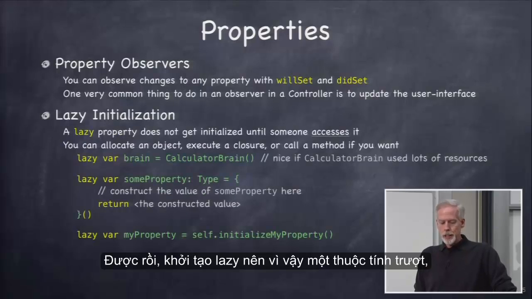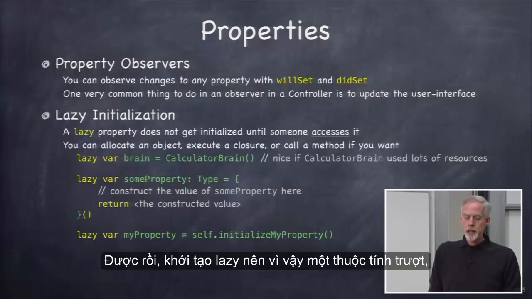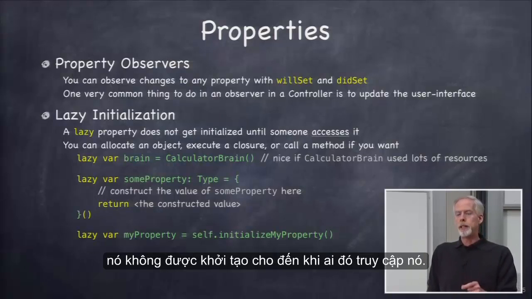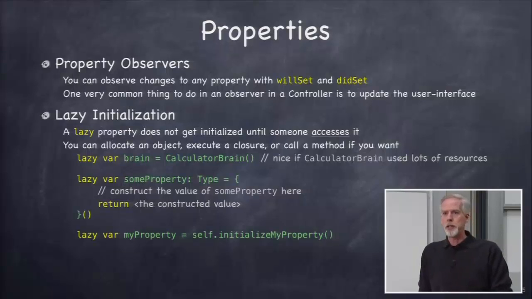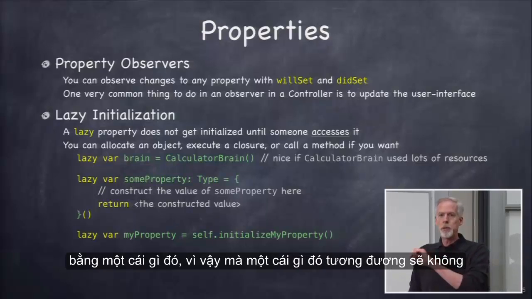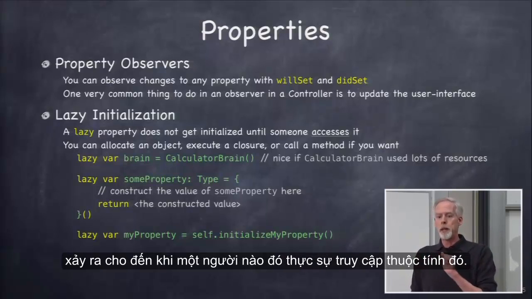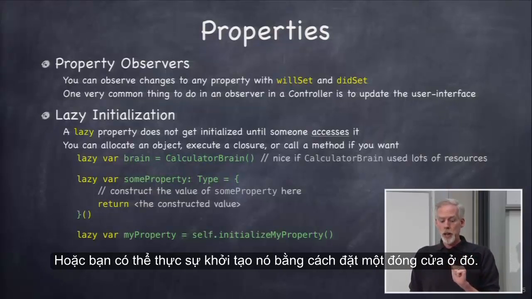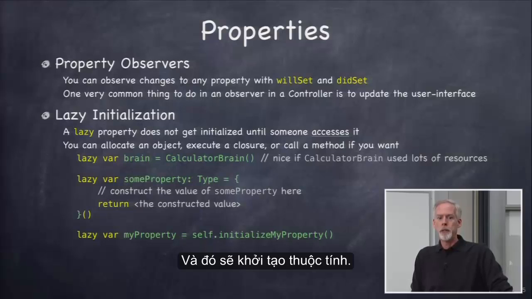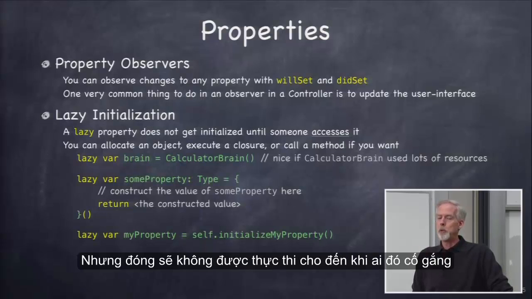All right, lazy initialization. So a lazy property, if you put lazy in front of a property declaration, it means it does not get initialized until someone accesses it. And that's true whether it's initialized with equals something. So that equals something will not happen until someone actually accesses that property. Or you can initialize it by putting a closure there, put parentheses after it, and it will execute that closure, and that will initialize the property. But that closure won't get executed until someone tries to get it.